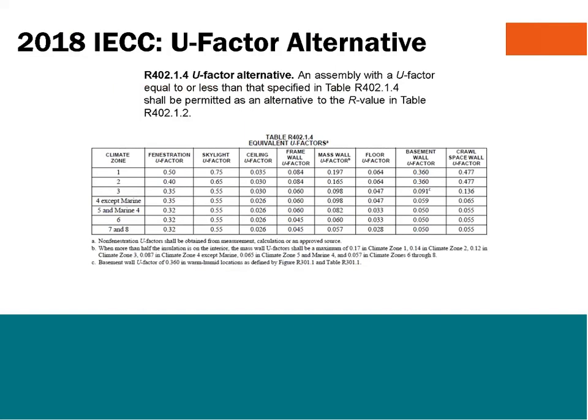The slide shows the residential energy code section referenced on slide 23 for the U factor alternative. And this is basically showing that an assembly with a U factor equal to or less than that specified in the table shall be permitted as an alternative to the R value in the table.